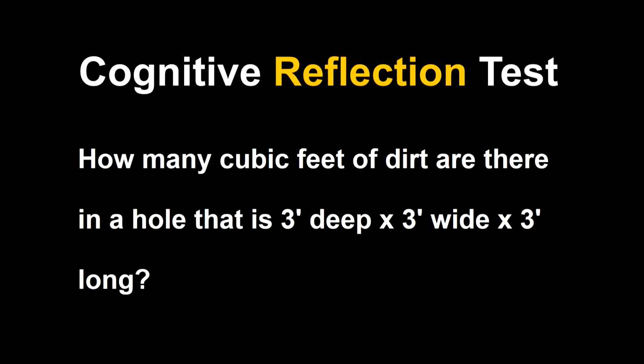Or try this example, and warning, this one involves a little bit of math. How many cubic feet of dirt are there in a hole that's 3 feet deep by 3 feet wide by 3 feet long? Now, you might think, okay, cubic feet, so I got to get volume, I multiply 3 times 3 times 3. Okay, 27, great, and write it down. Or you might think for 1 second more and realize it's a hole, so there's no dirt in it.